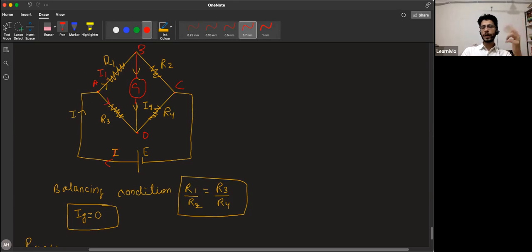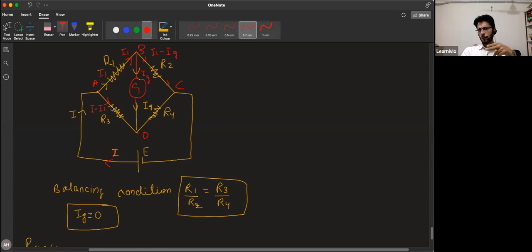So out of I, some goes to R1. Then the remaining is I minus I1. I1 is going here. Then this current will have two paths. Some Ig will pass through the galvanometer. Then the remaining I1 minus Ig will pass through R2.